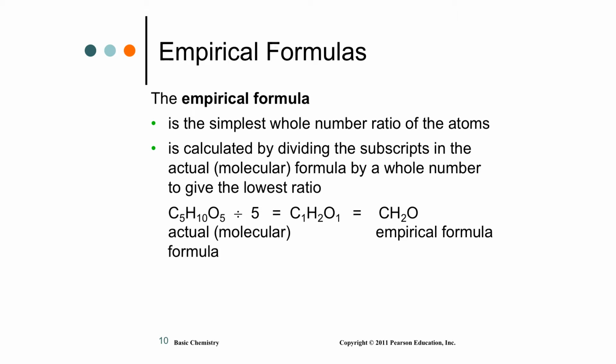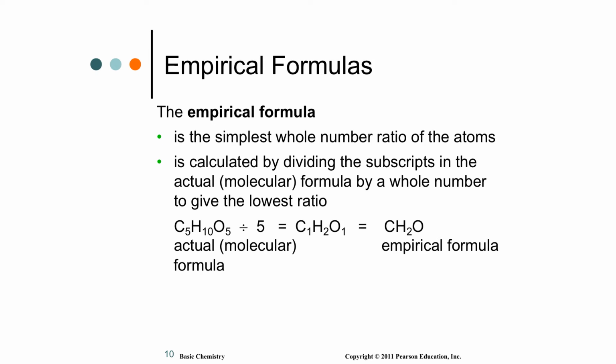We're studying empirical formulas today, and the idea is as simple as it can be. It's the lowest ratio of whole numbers that you can find in a molecule. So if you are given a molecule like CH4, that's methane gas. Well, C is 1 and H is 4. There isn't a number that goes into 1 and 4, so it's as simple as it can be.